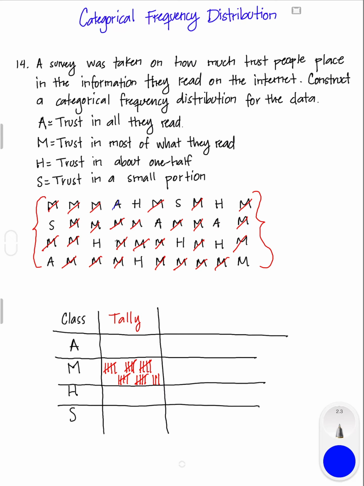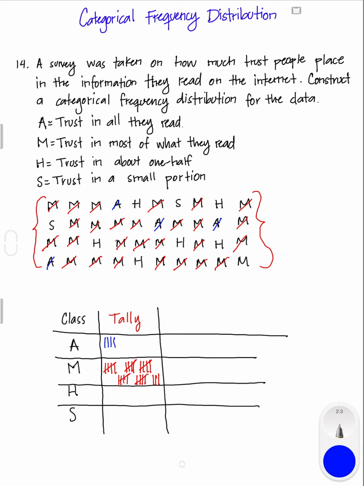So we have 1, 2, and then 3, and then 4. So we only have 4 A's. So 4 people said that they trust in everything they read on the internet. Now we know that it makes sense for us to find only a few people who actually trust in everything.